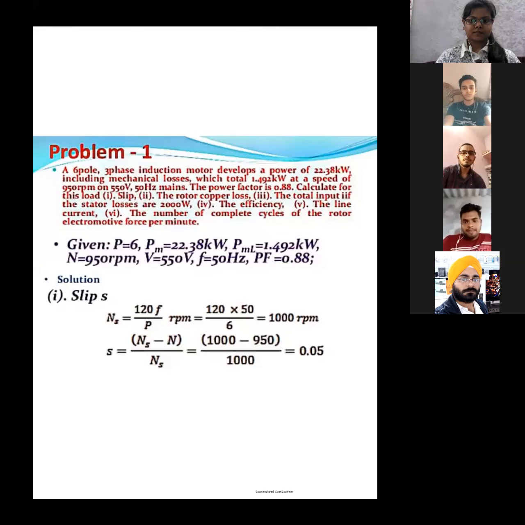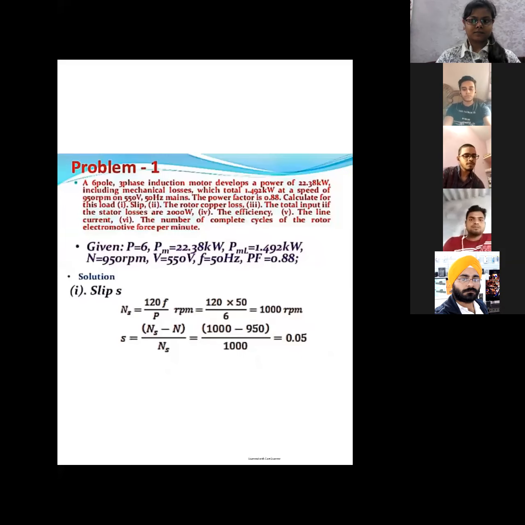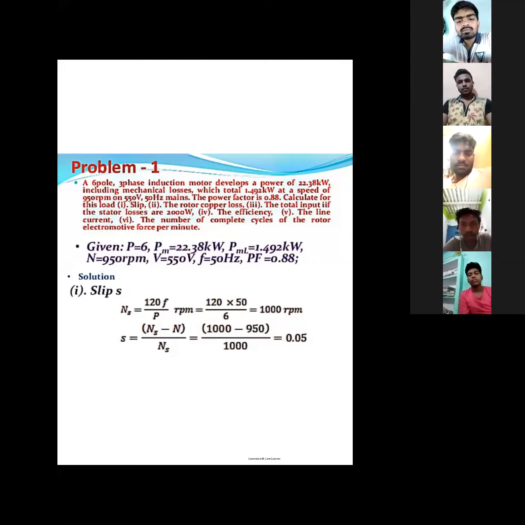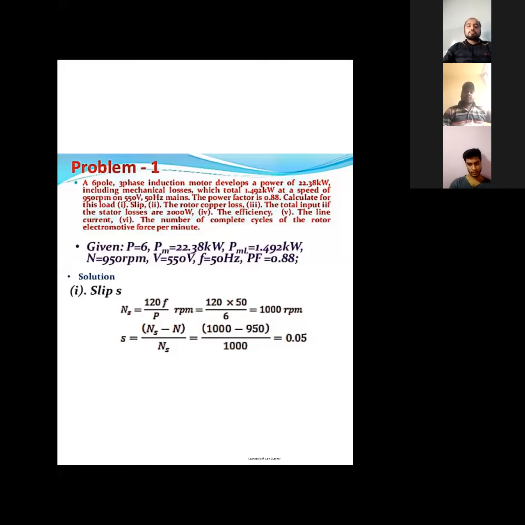Okay, so problem number one. A six-pole, three-phase induction motor develops a power of 22.38 kilowatts, including mechanical losses, which total 1.492 kilowatts. So the machine is of six poles and three-phase. The mechanical power developed is 22.38 kilowatts, and the mechanical loss is given as 1.492 kilowatt, or you can say 1492 watt.